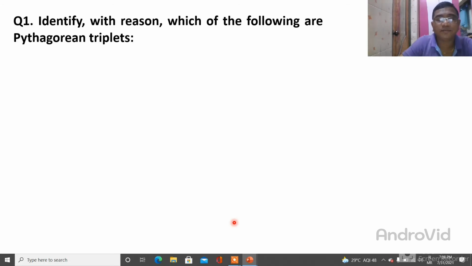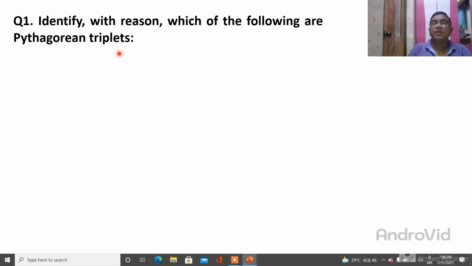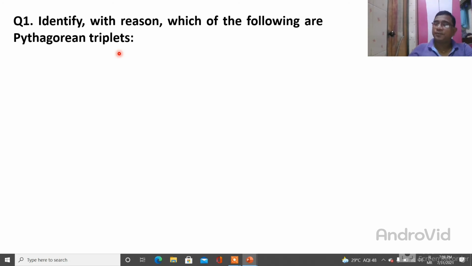Problem number 1. Identify with reason which of the following are Pythagoras triplets. So a Pythagoras triplet means there is a largest number. Remember that the square of the largest number is equal to the sum of the squares of the two other numbers. If that happens, then we say it is a triplet.